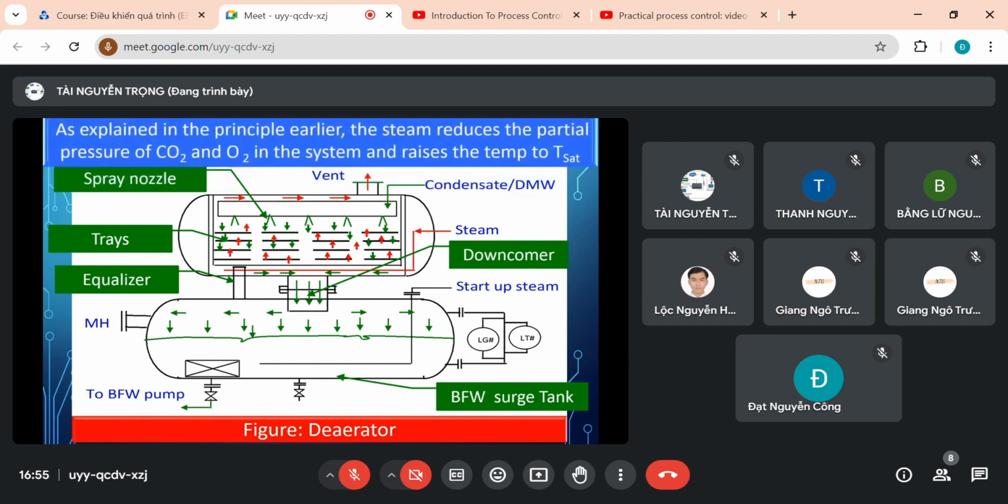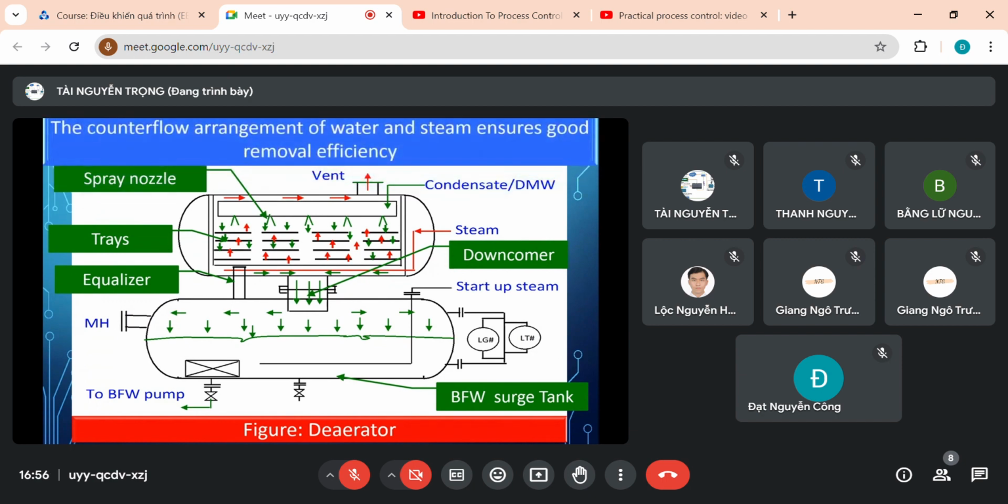As explained in the principle earlier, the steam reduces the partial pressure of CO2 and oxygen in the system and raises the temperature to the saturation temperature. The net effect is the reduction of gas solubility in water and hence lower residual gas concentration in the boiling water fed to the boiler. The counterflow arrangement of water and steam ensures good removal efficiency.